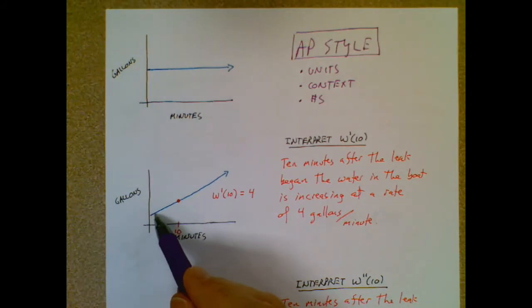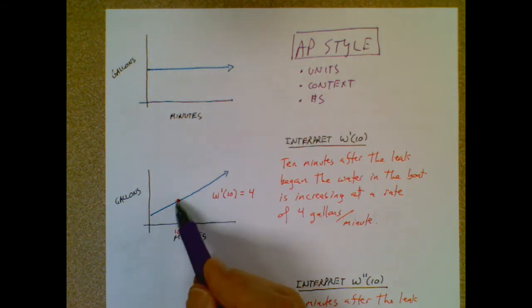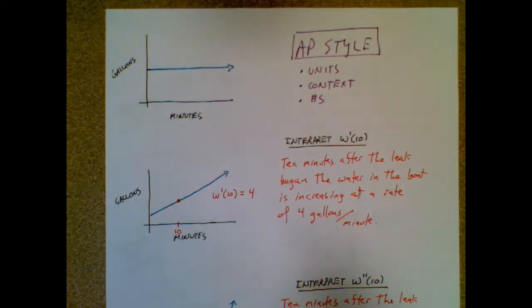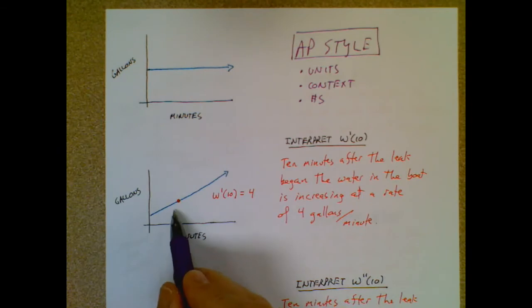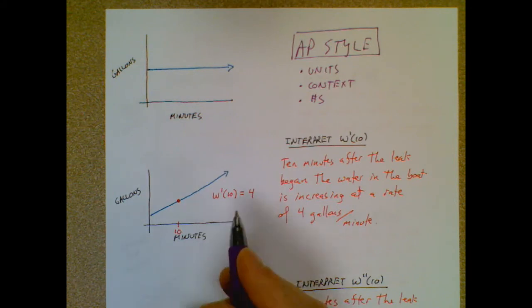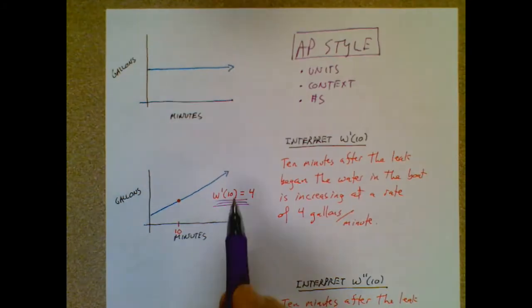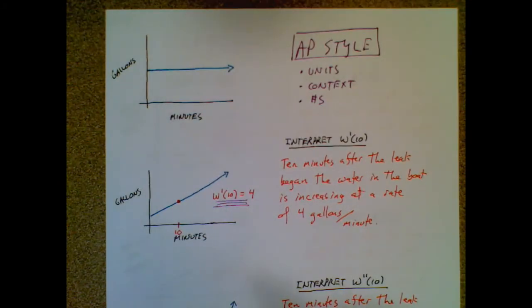This is the case where the water was coming into the boat and the derivative is constantly 4, but that's okay. We're only worried about this spot right here, and I'm just telling you that w prime of 10 equals 4. And so in an AP style problem, they would say, interpret the meaning of w prime of 10 in the context of the scenario.